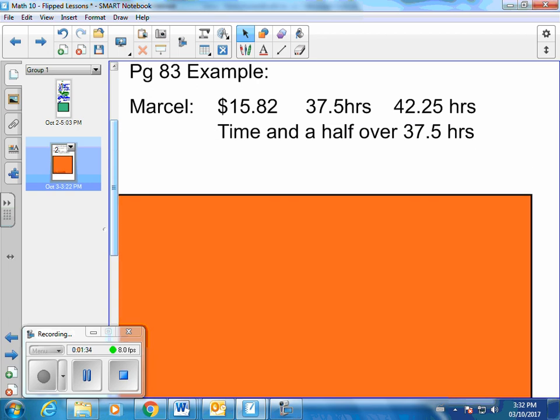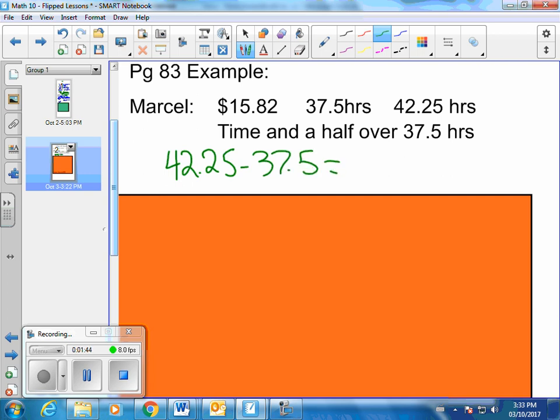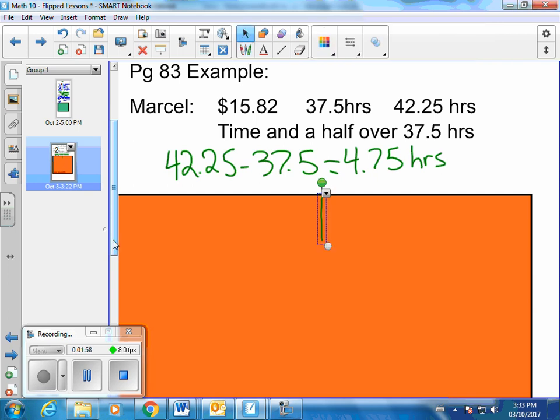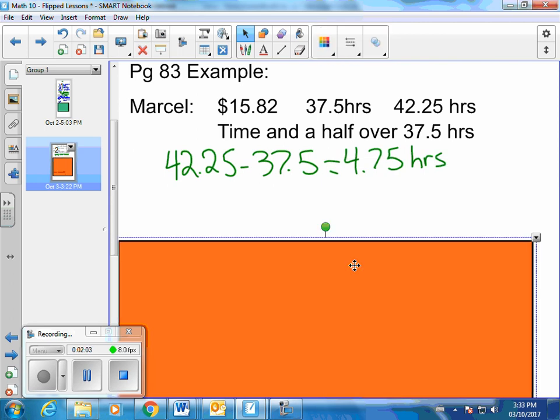The first thing we want to figure out is how many hours he is working overtime. So I'm going to start with 42.25 minus 37.5, and I'm going to wind up with 4.75 hours. Now that we know how many overtime hours he's worked, we've got a choice to make. We can either change his wage or we can change the hours.